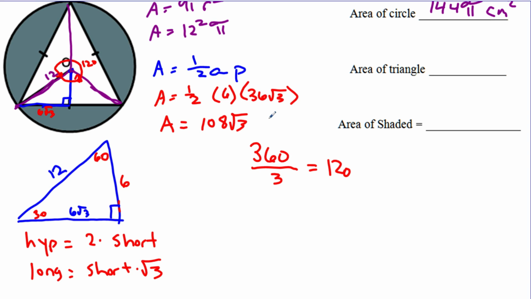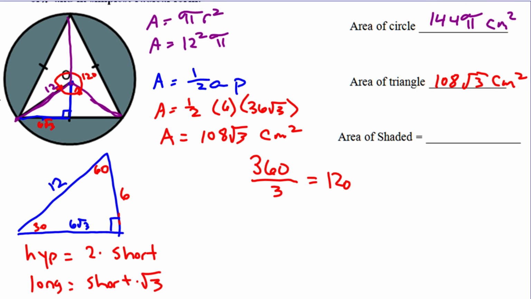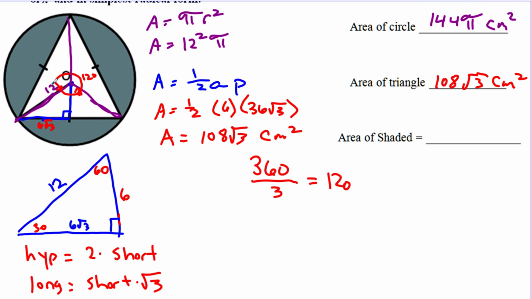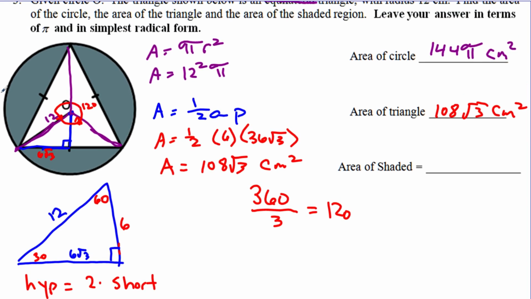108 root 3, again, it's an area calculation, so I'm going to use centimeters squared. So my triangle is 108 root 3 centimeters squared. Now the last problem should be easy. The area of the shaded region is just the area of the circle minus the area of the triangle. And if you notice up top again, in big bold letters, it says leave your answer in terms of pi and in simplest radical form, which means I'm not going to simplify either of these statements, so I can't combine them in any way.